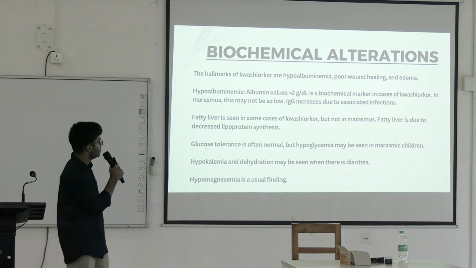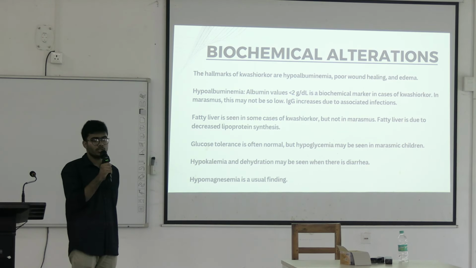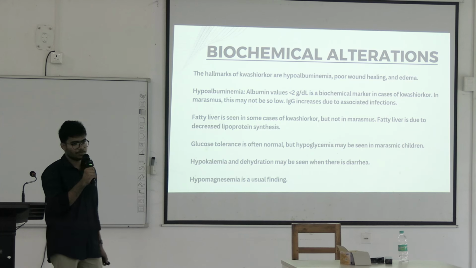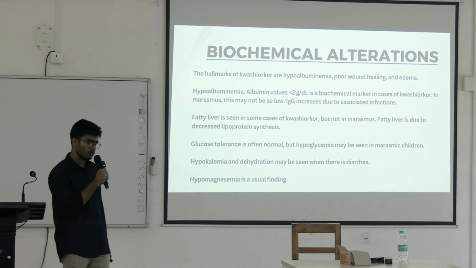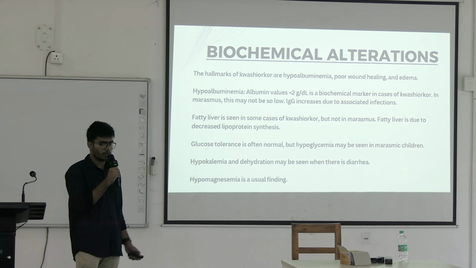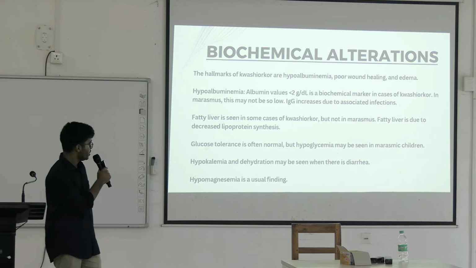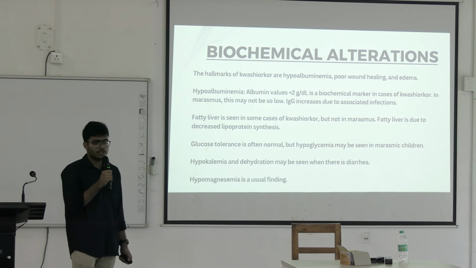Biochemical alteration. The hallmarks of Kwashiorkor are hypoalbuminemia, poor wound healing, and edema. Hypoalbuminemia, albumin level below 2 gram per dl, is a biochemical marker of Kwashiorkor. In marasmus, this may not be so low. IgG is increased due to associated infection.